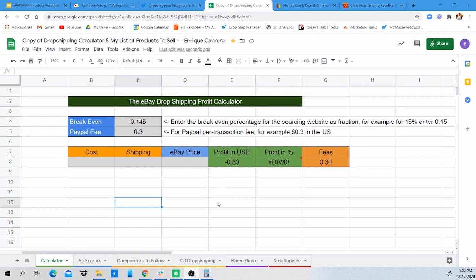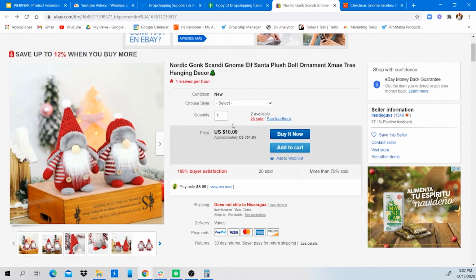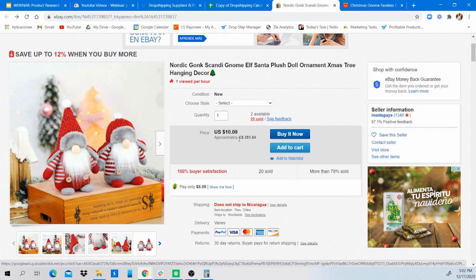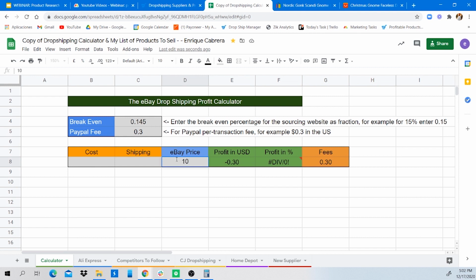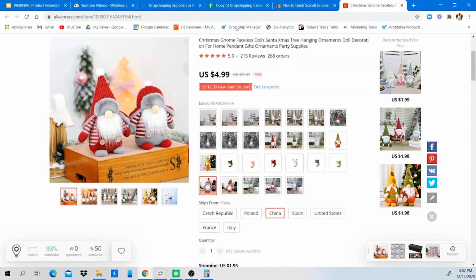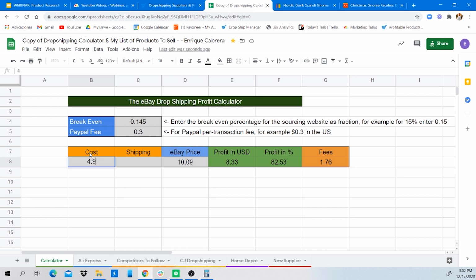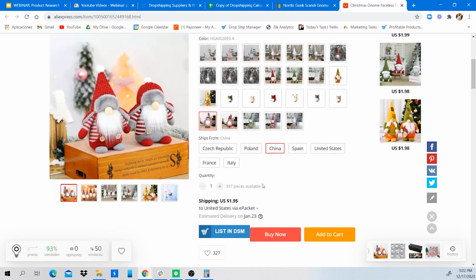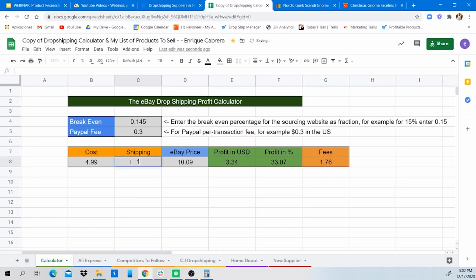Okay, so now let me show you what you do. First off, let's head over to eBay. Let's check up on the final price that the seller is making on the same item. So we have $10.09. We fill that up in here, $10.09. Now let's head over to AliExpress. We see that the final price here is $4.99. We place it here in cost, and then we head over to the shipping cost, $1.95 if we use ePacket. So $1.95.